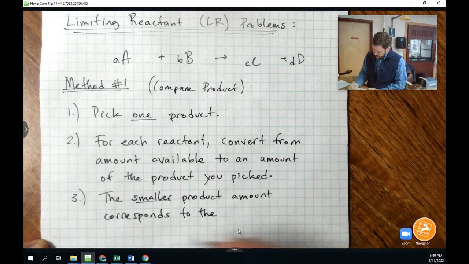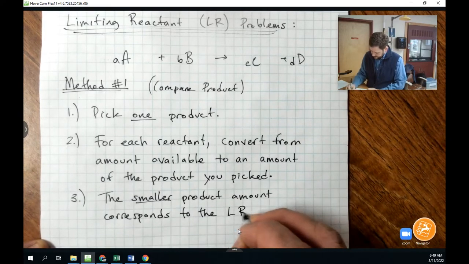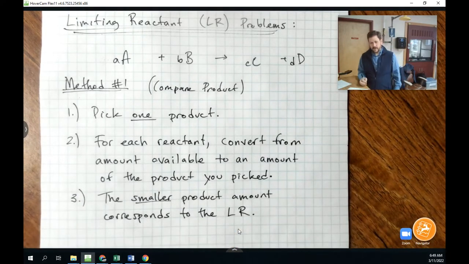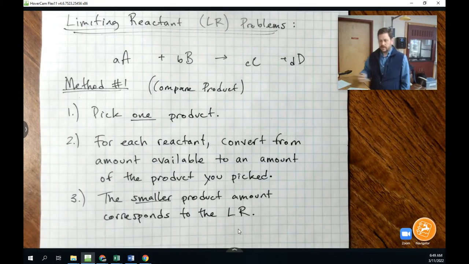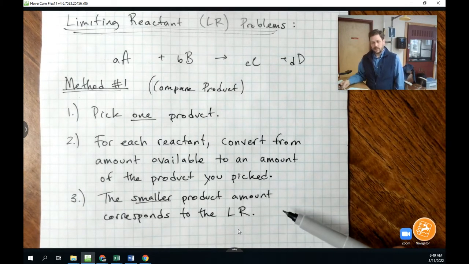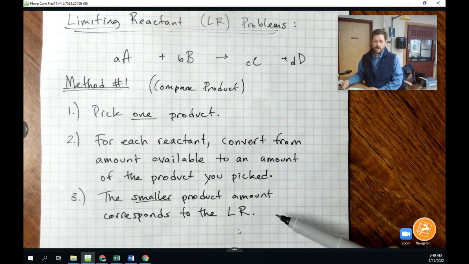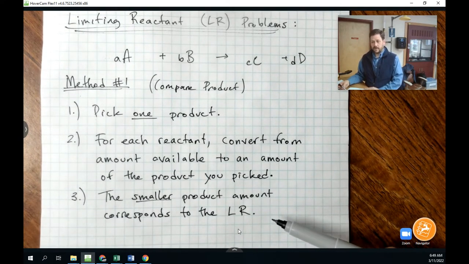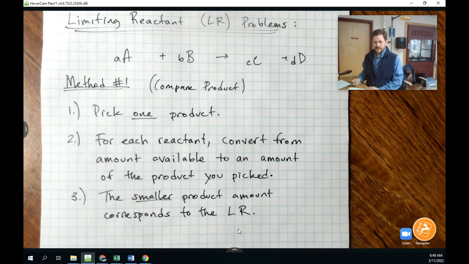I'm going to say corresponds because sometimes students will tell me that a product is the limiting reactant. So I'm not going to say the smaller product is the limiting reactant because, of course, a limiting reactant is a reactant, not a product. So make sure you don't make that error. When you're asked to name the limiting reactant, you can't name a product. We're going to talk about one other method next.